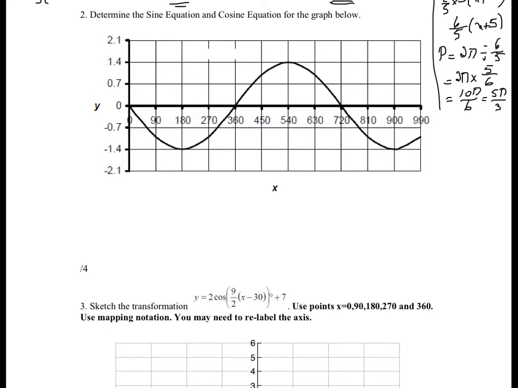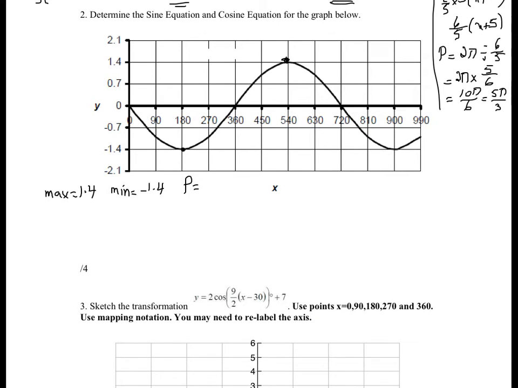The next question is to determine the sine and cosine equation for the graph below. To do that one, we need the following pieces of information. First, the maximum, as you can see from the graph, the maximum is here, which is 1.4. The minimum is here, which is negative 1.4.